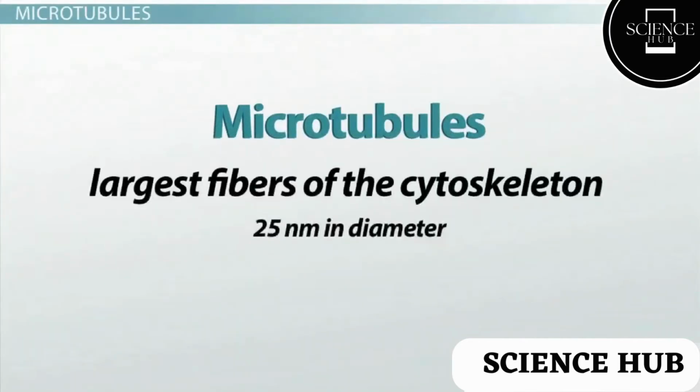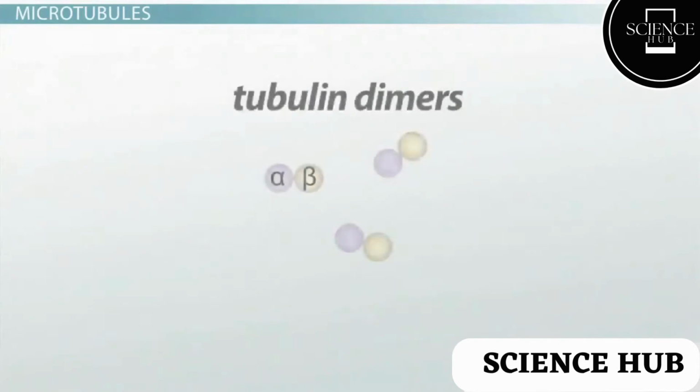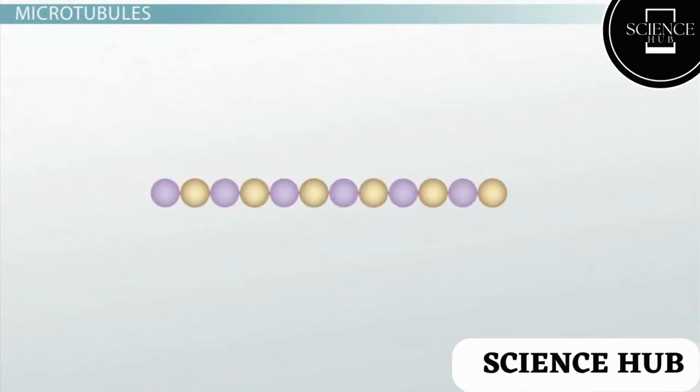Microtubules are the largest fibers of the cytoskeleton, with a 25 nanometer diameter. They are composed of two different proteins called alpha and beta tubulin. One dimer of tubulin contains one alpha subunit and one beta subunit. A microtubule is made up of many, many tubulin dimers. These dimers form long chains of alpha and beta tubulin.